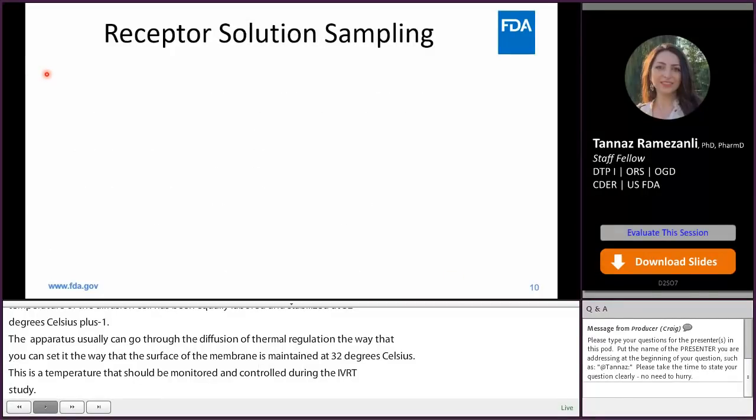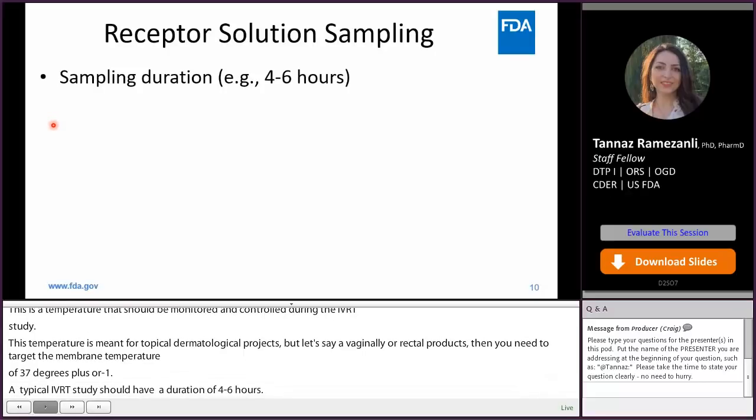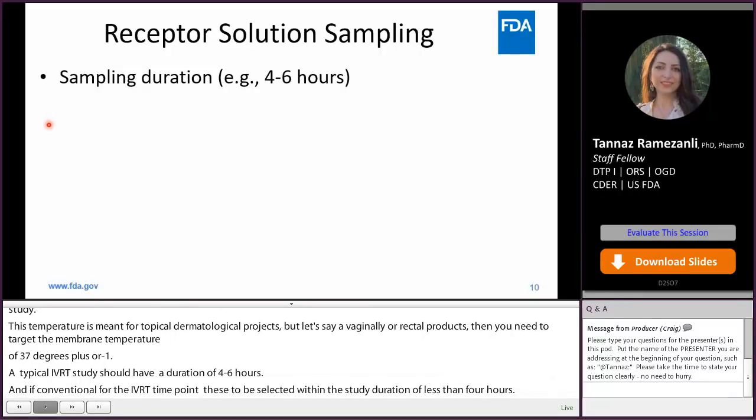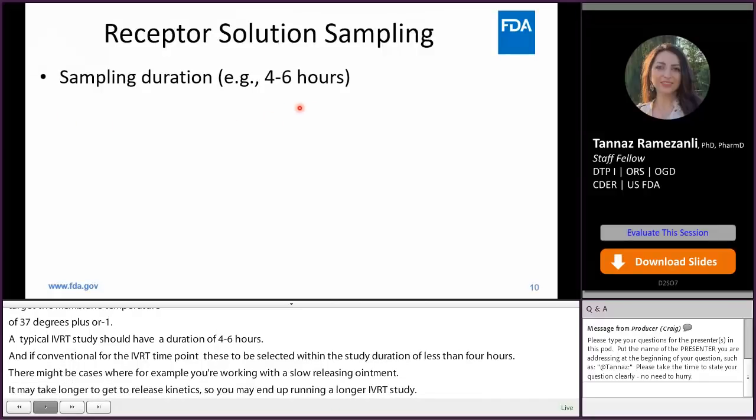A typical IVRT study should have a duration of 4 to 6 hours, and it's unconventional for the IVRT sampling time points to be selected within a study duration of less than 4 hours. There might be cases where, for example, you're working with a slow-releasing ointment and it may take longer to get to steady-state release kinetics, so you may end up running a longer IVRT study. But for most cases of semi-solid topical products, a 4 to 6 hour IVRT is sufficient.